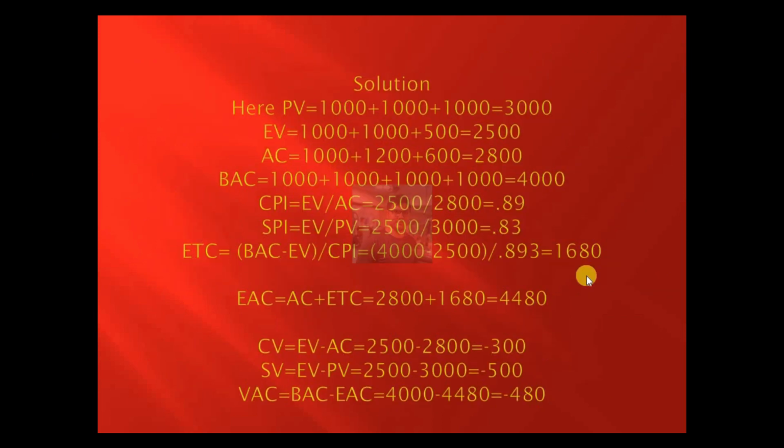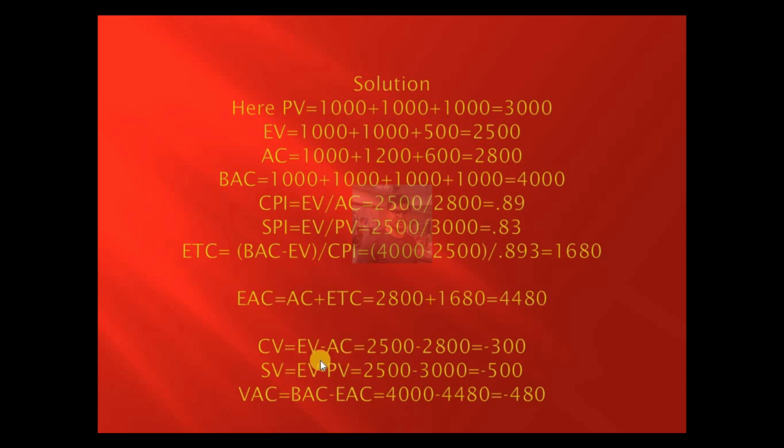So ETC is 1,680. Estimate at completion will be actual cost plus ETC. So 2,800 plus 1,680, estimate at completion will be 4,480. Cost variance is how much today we are deviating from our budget. So two and a half sides are completed and the planned value for two and a half sides is 2,500, but we have spent 2,800. So we have spent 300 more Pakistani rupees to complete two and a half sides.